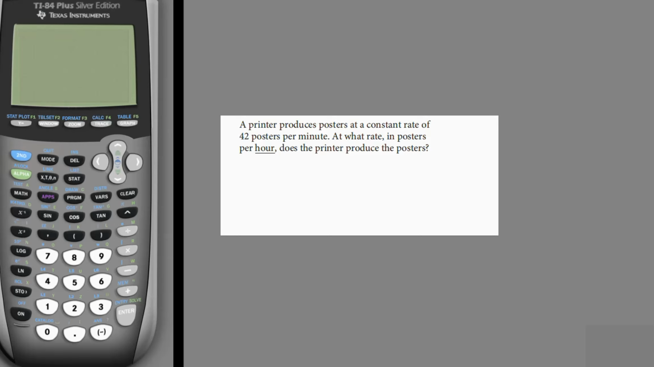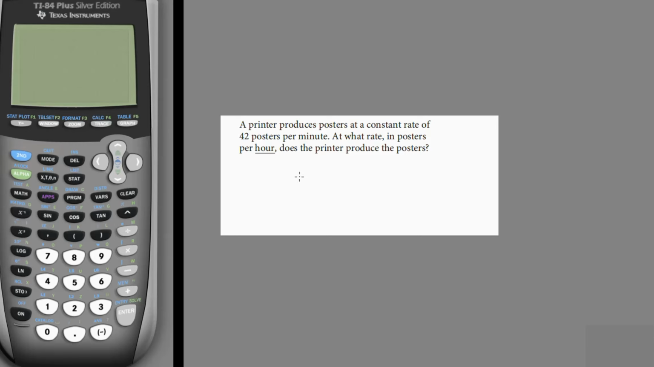The question says a printer produces posters at a constant rate of 42 posters per minute. At what rate in posters per hour does the printer produce the posters? So guys, this question is very simple, very cheap. All you need to know here is to interpret the question and you'll be good to go.